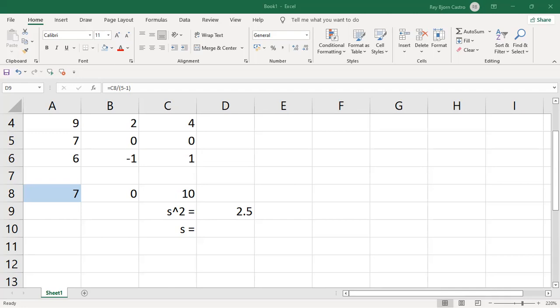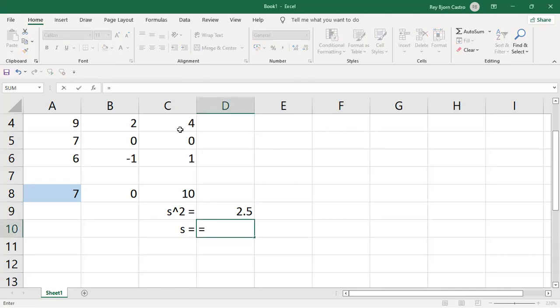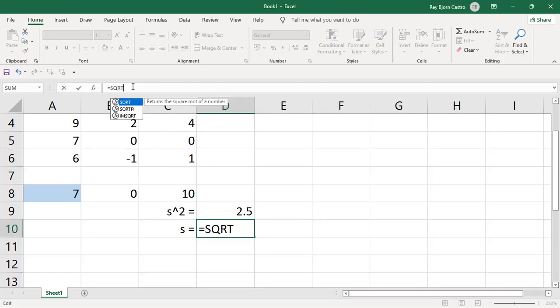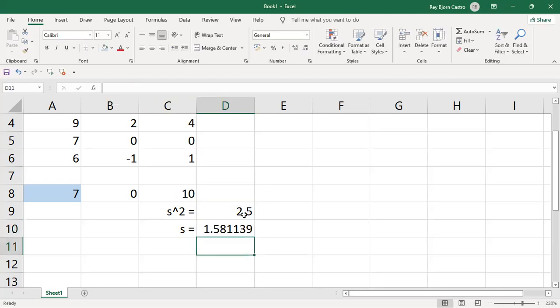So the correct answer is, so let me use Excel, square root of this one, and I should be getting 1.58 round off to 2 decimal places, and that must be the answer, 1.58. So let me just update that. Si Miss De Castro.